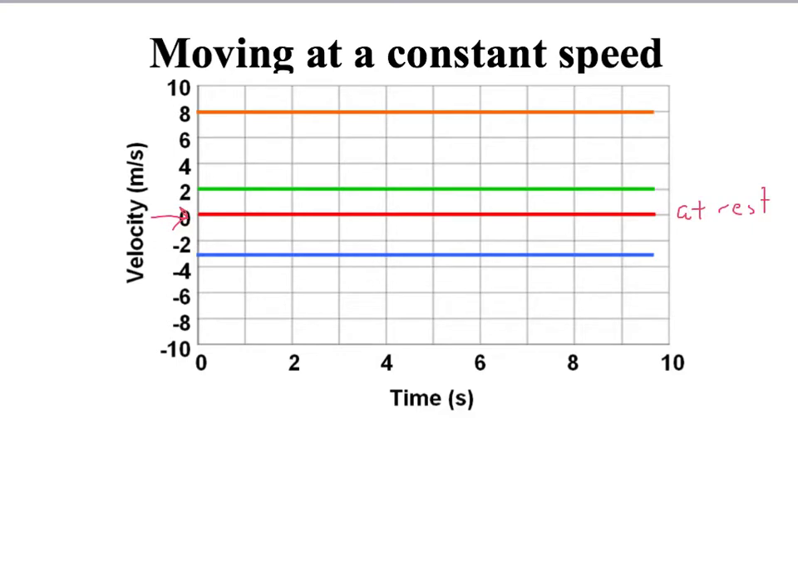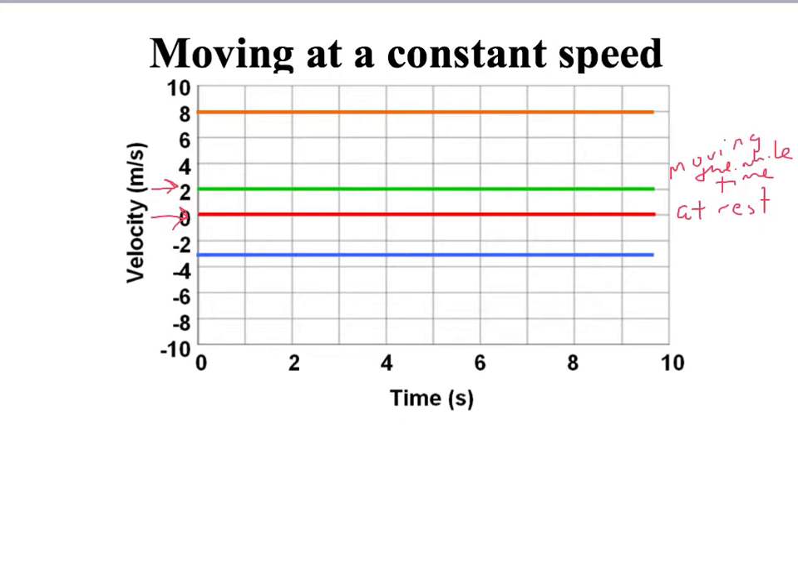Now think about what it's saying for this object. This one's flat at 2 meters per second. That means for the whole time of this graph, this object is traveling at 2 meters per second. If something has a velocity of 2 meters per second, is it at rest? No, it's not. It's moving at 2 meters per second for the whole time. So, all of these other lines are moving the whole time, because they have a number that's not 0.